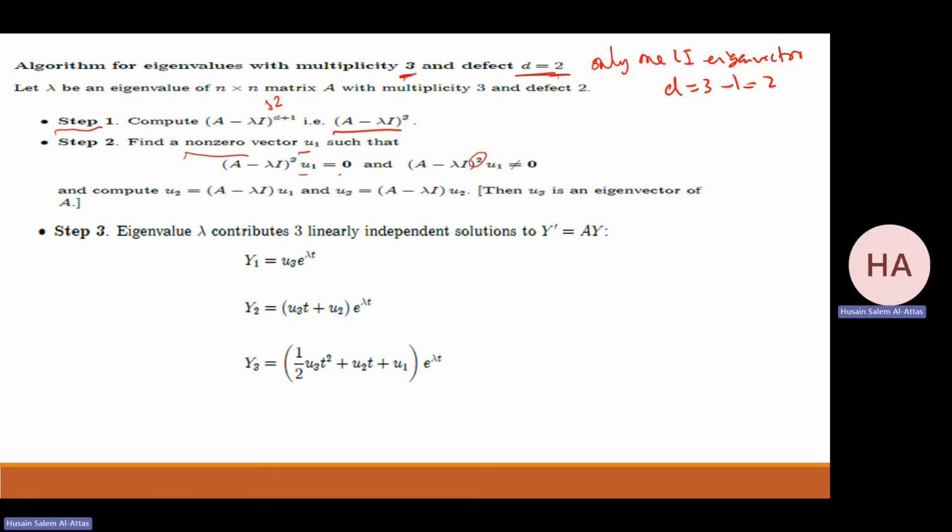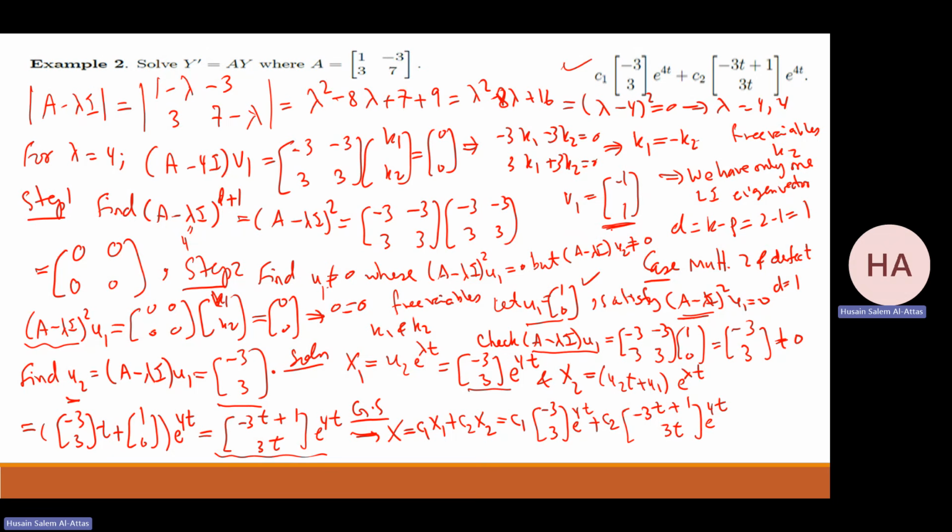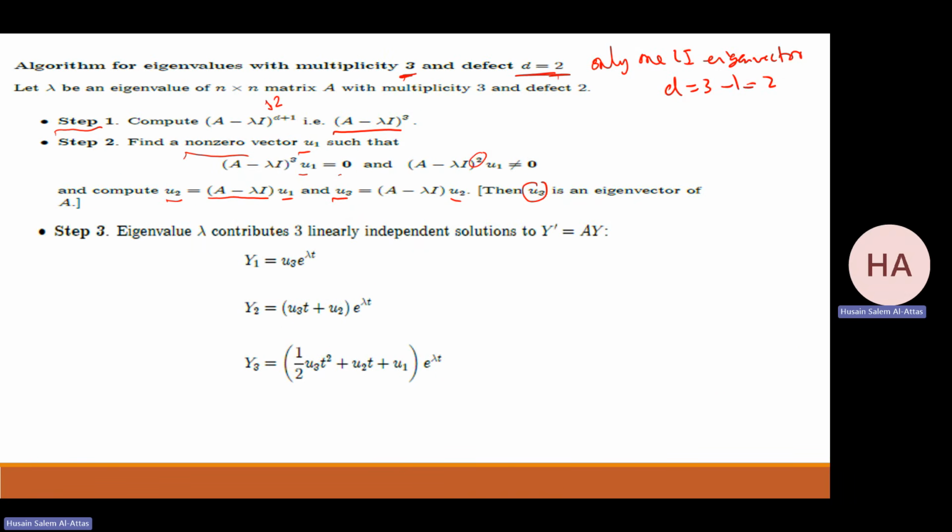Done. I find u1 right away. u2 is what? A minus lambda I times u1. u3 is A minus lambda I times u2. Then for sure you will see u3 is an eigenvector of A, or a scalar multiple of it, like what happened here. When I find my eigenvector, I find that u2, the last one, is a scalar multiple of that one. What will be the solutions?